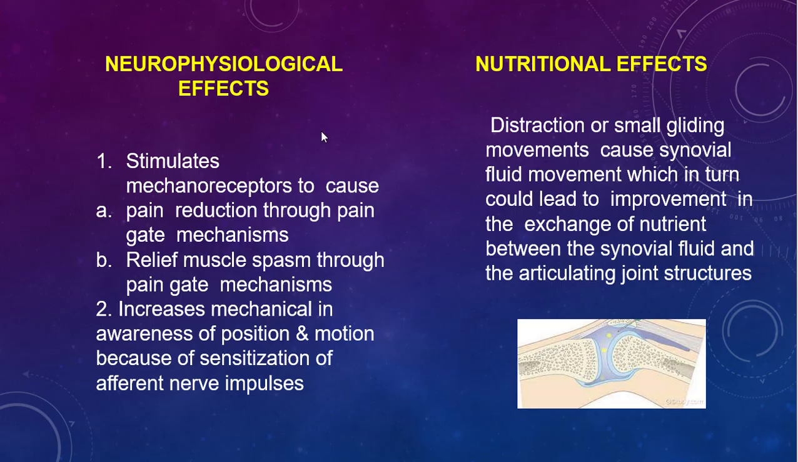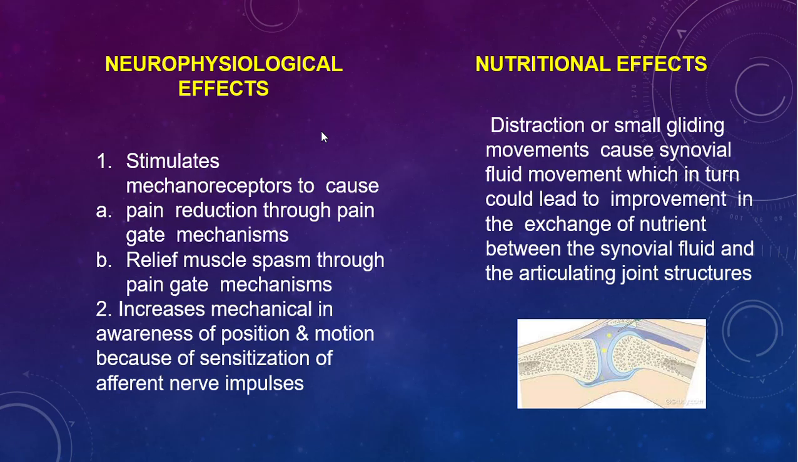Now we'll talk about neurophysiological effect. When manual therapy is carried out, the movement is carried out, the receptors sensitive to movement in the joints, in the muscle, in the tendon, called mechanoreceptors, will start firing impulses to the central nervous system, and these impulses could cause pain gate closing mechanism at the level of spinal cord. It will cause release of endogenous opiates from the brainstem, which can mitigate, modulate, or stop the pain altogether.